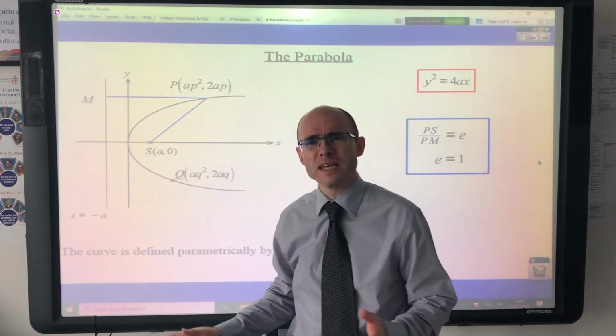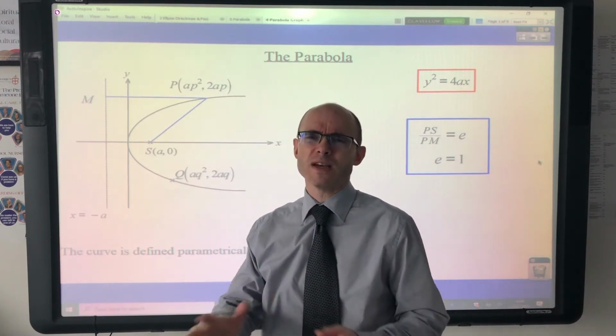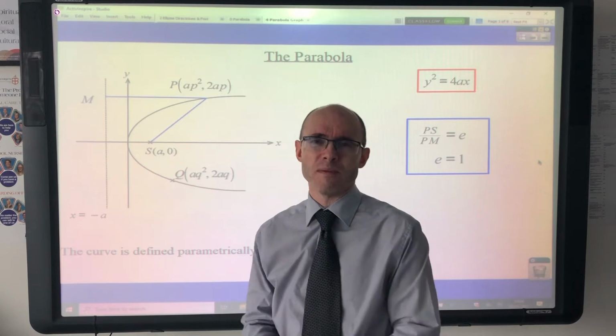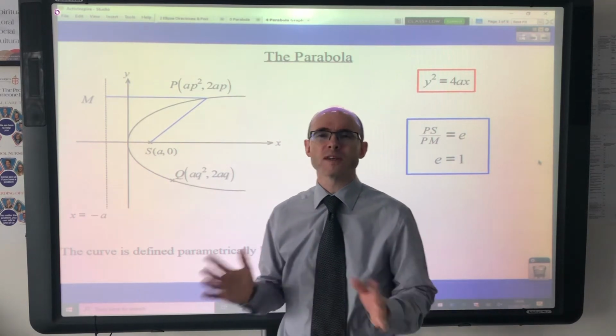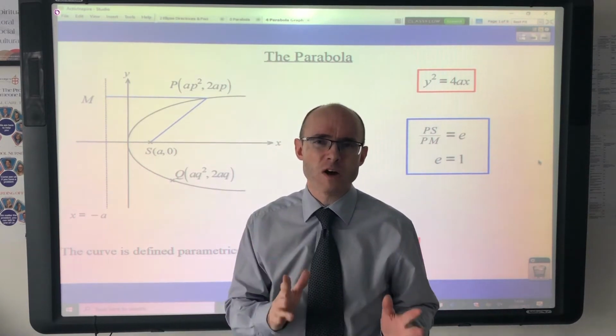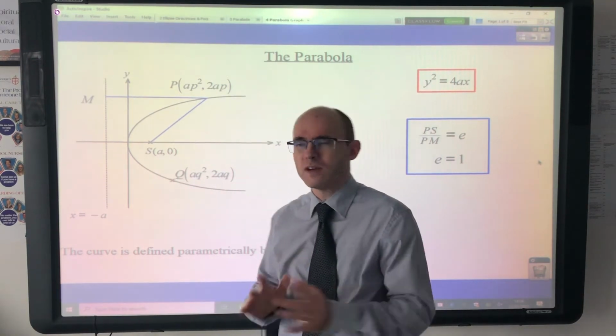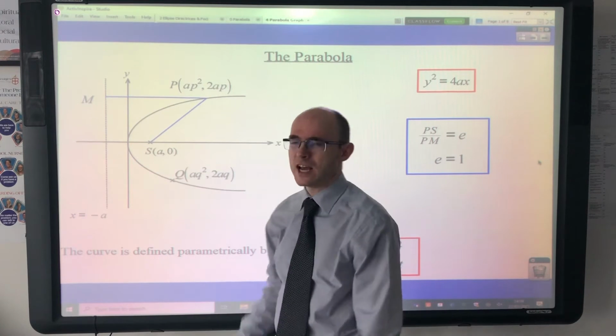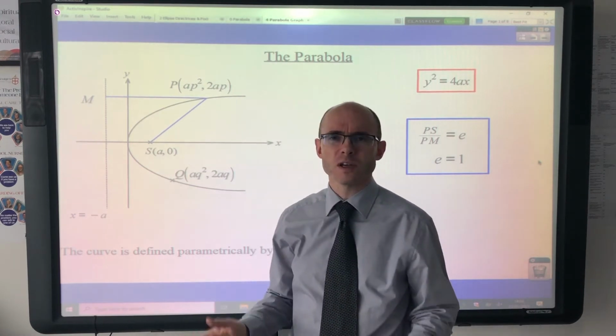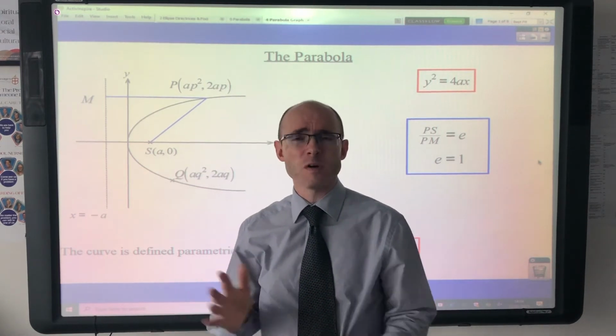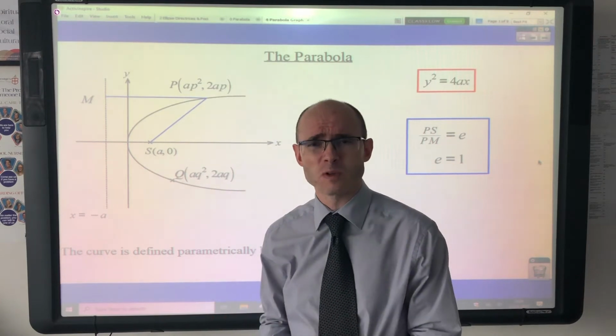Now, why do we need a focus and a directrix? Why is that important in terms of the parabola? Well, it's because of what defines a parabola. The parabolic path. How do we know it does do this? How do we know the curve is exactly like this? It's because of what's called the focus directrix property. The focus directrix property. That's a really important point.